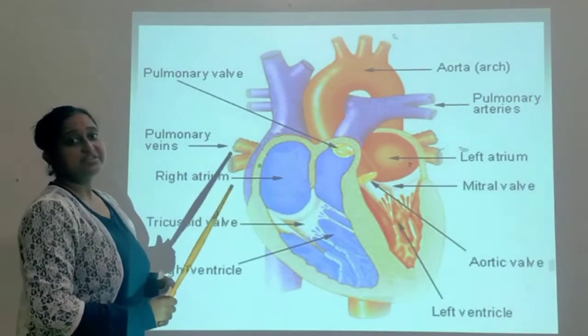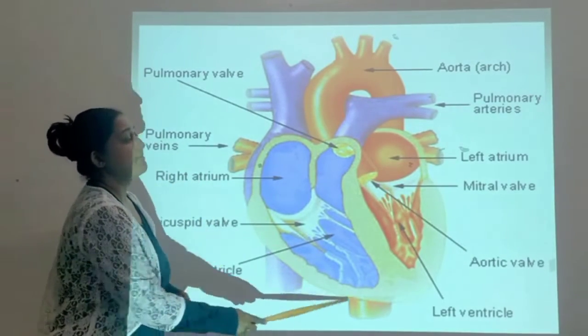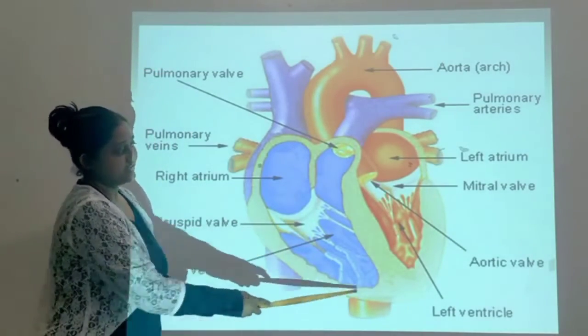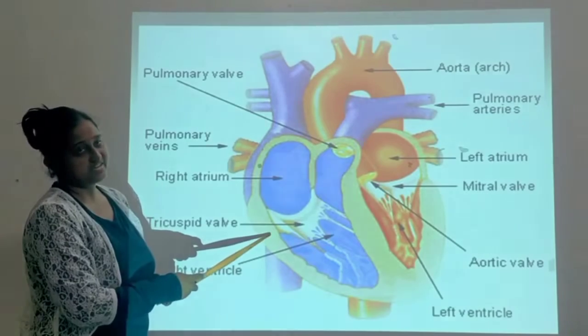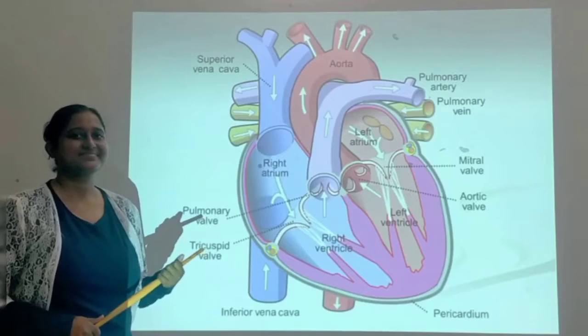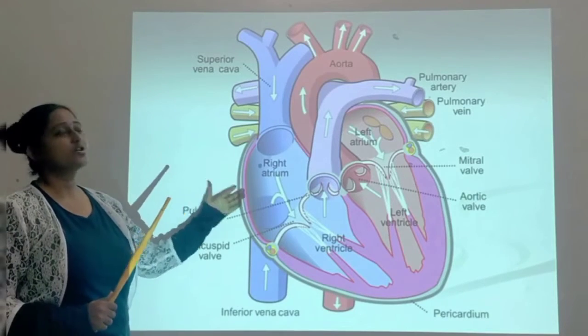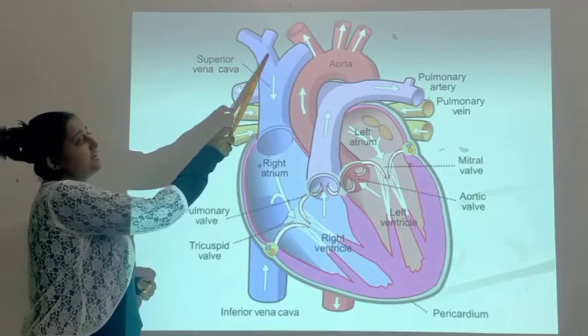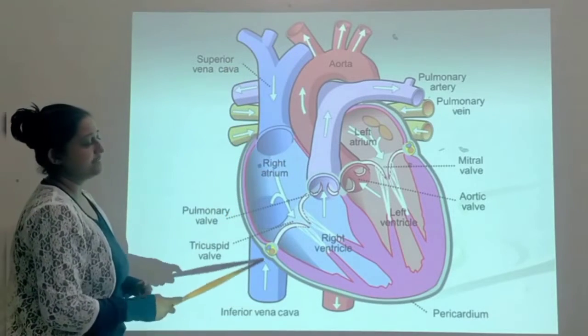Here, as we told earlier, it is a muscular organ. So, the walls of the ventricles are thicker as compared to the atria. Now we'll do the circulation of blood through the heart. This is the superior vena cava and inferior vena cava.